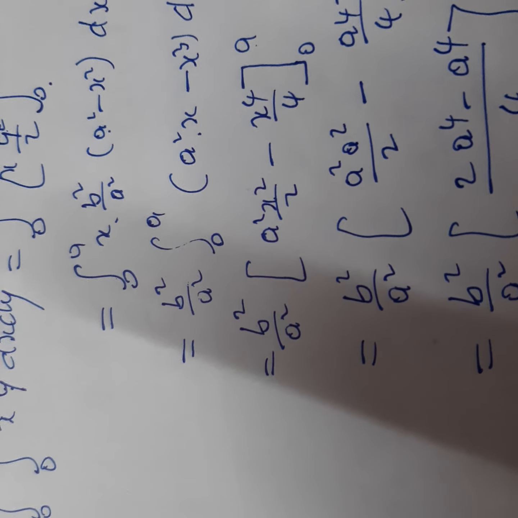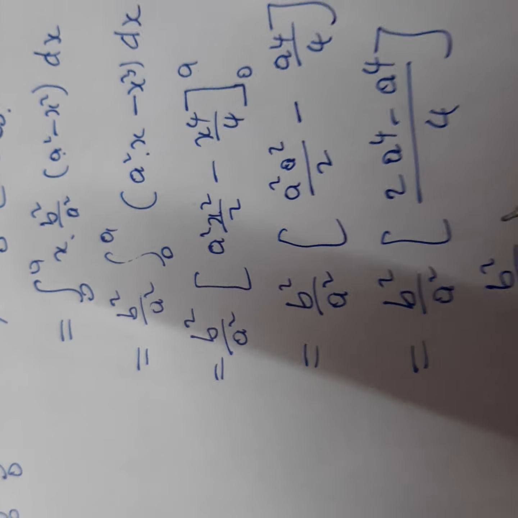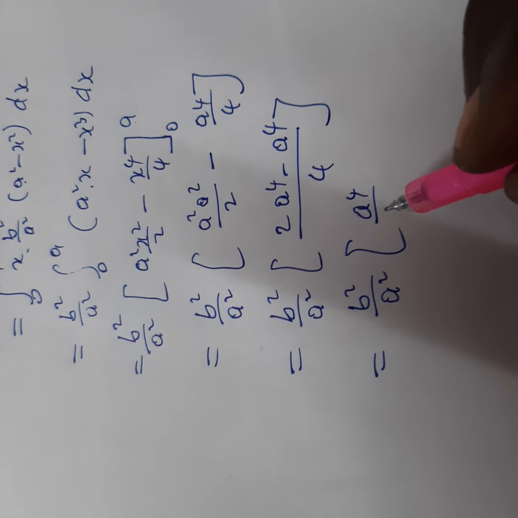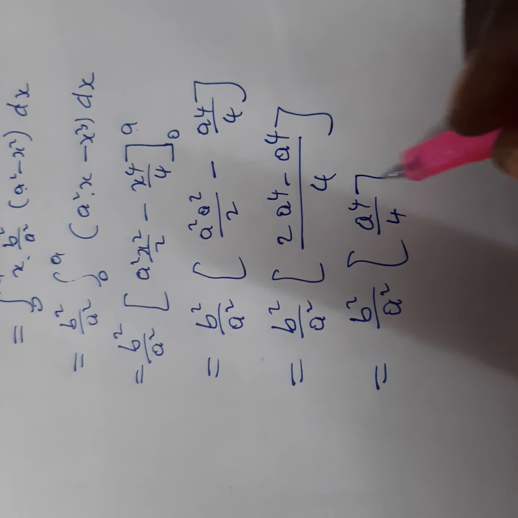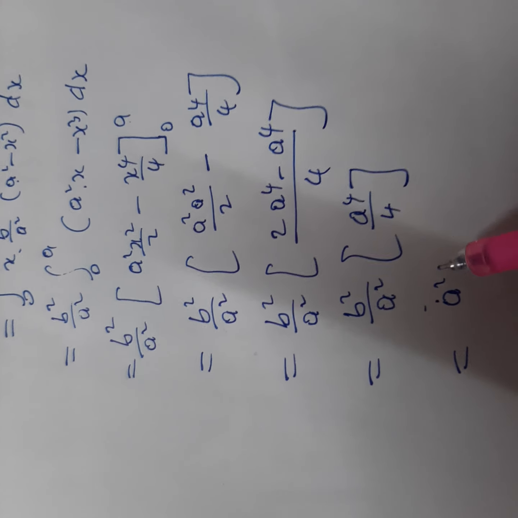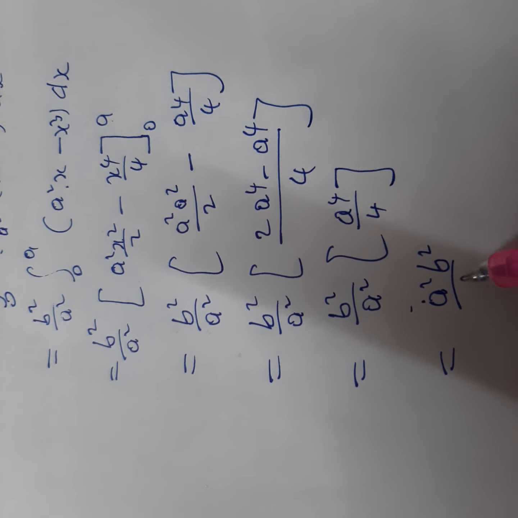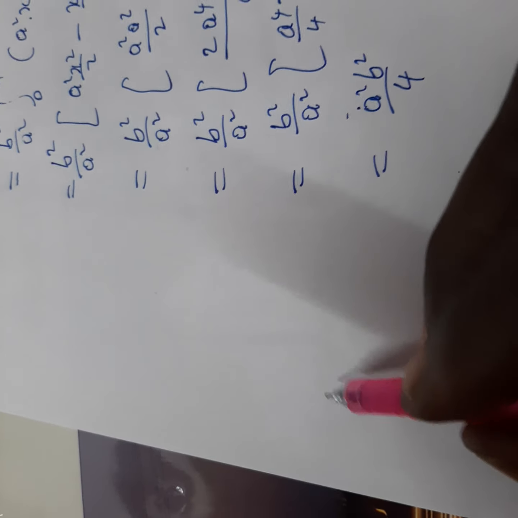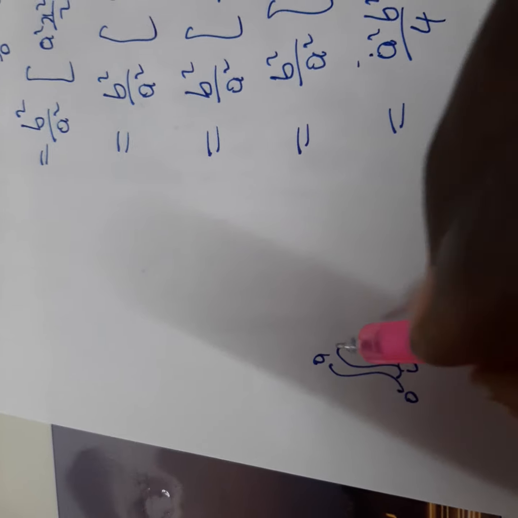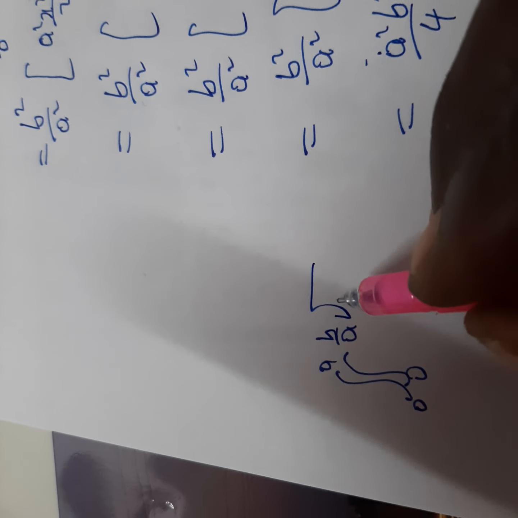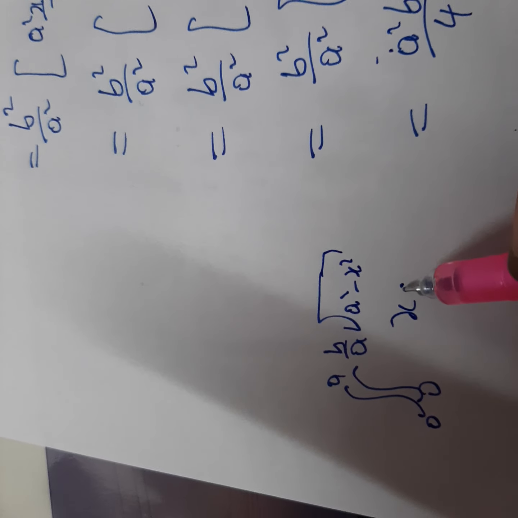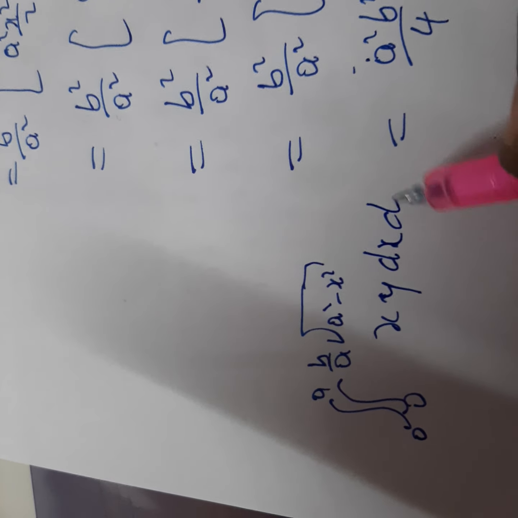This one will give b square by a square into a to the power 4 by 4. So this will get cancelled. What I'll get is a square b square by 4. This one will be the final answer, for the integral from 0 to a, 0 to b by a root of a square minus x square, of xy dx dy.